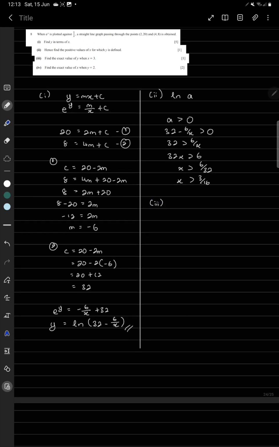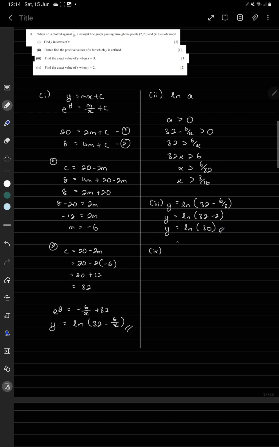For part 3, we want to find the exact value of y for when x equals 3. So y equals ln(32 minus 6 over 3). y equals ln(32 minus 2). Then y equals ln 30. And that's your final answer. Exact value, right? So let's move on to part 4.